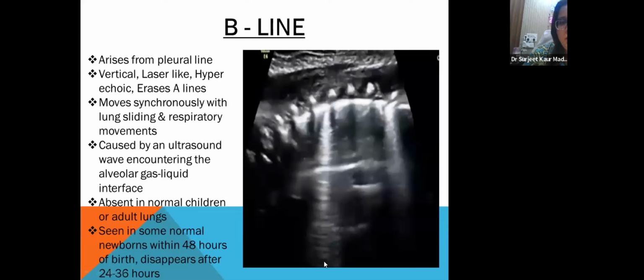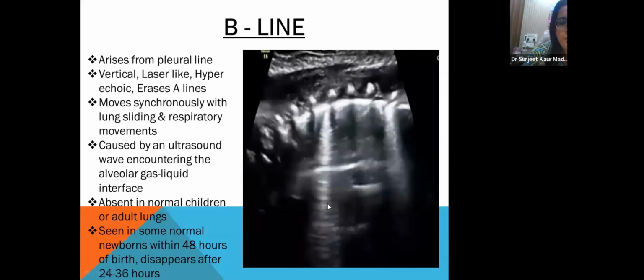These are caused by the ultrasonic waves encountering the alveolar gas-liquid interfaces. These are not seen in normal children or in adult lungs. These are only seen when there is some pathology, or sometimes they are seen in normal newborns in the initial 48 hours after birth, and they disappear as the baby grows, maybe after 24 to 36 hours.